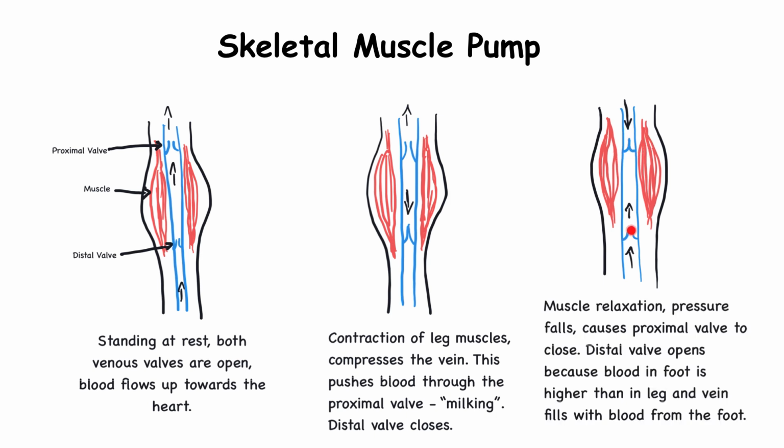The distal valve opens because blood pressure in the foot is going to be higher than in the leg, and the vein is going to fill with that blood from the foot. And then eventually, as pressure differences even out, we are going to go back to complete rest, where both the venous valves are going to be open, allowing the blood to continue to flow towards the heart.